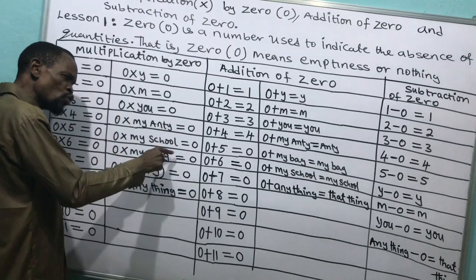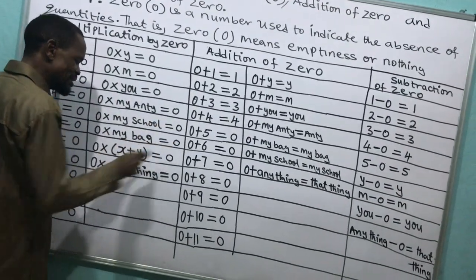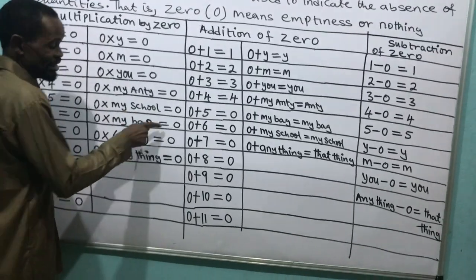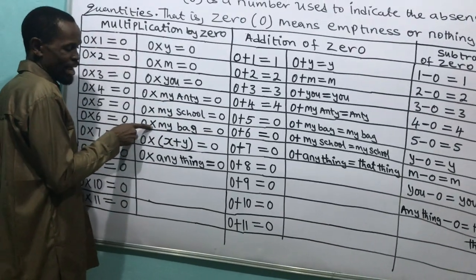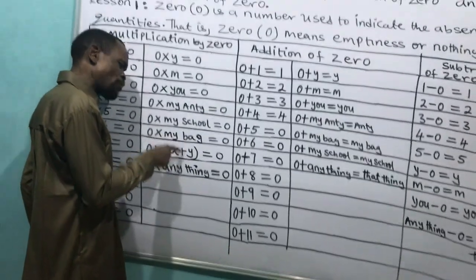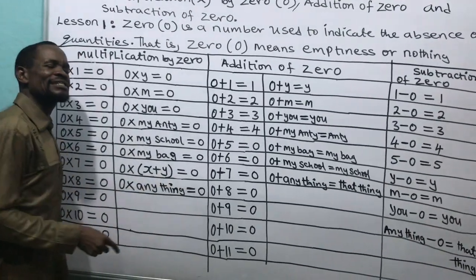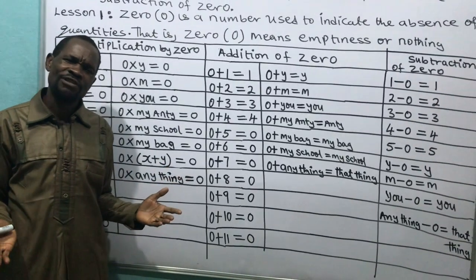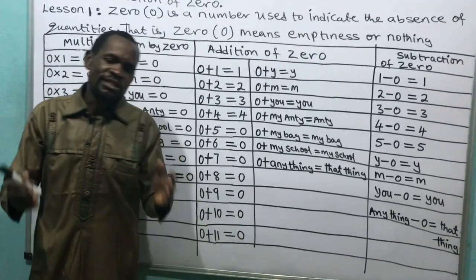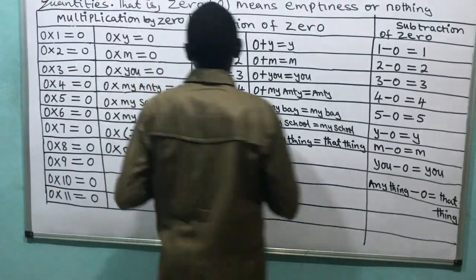Zero times my school, the answer is zero. That means zero jam my school, the answer is zero. Zero times my bag, the answer is zero. That means zero jam my bag, the answer is zero. So, zero times X plus Y, the answer is zero. Zero times anything, the answer is zero. So where are we arriving? We arrive at zero times anything, the answer is zero.